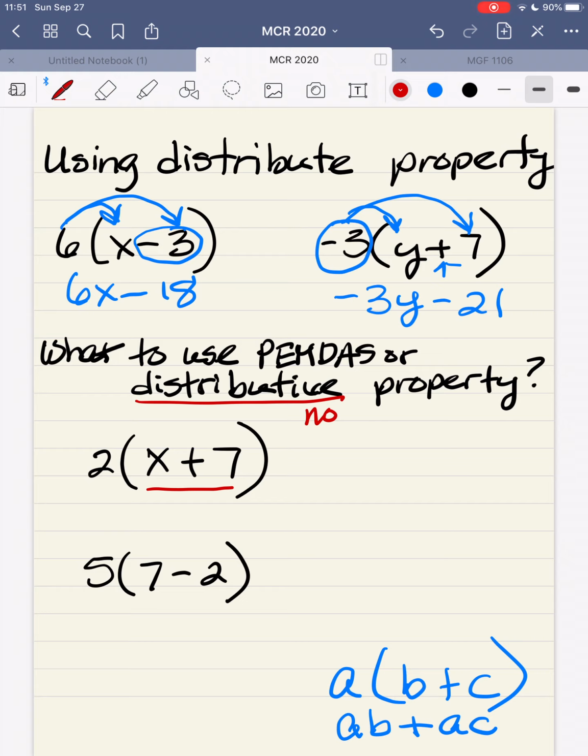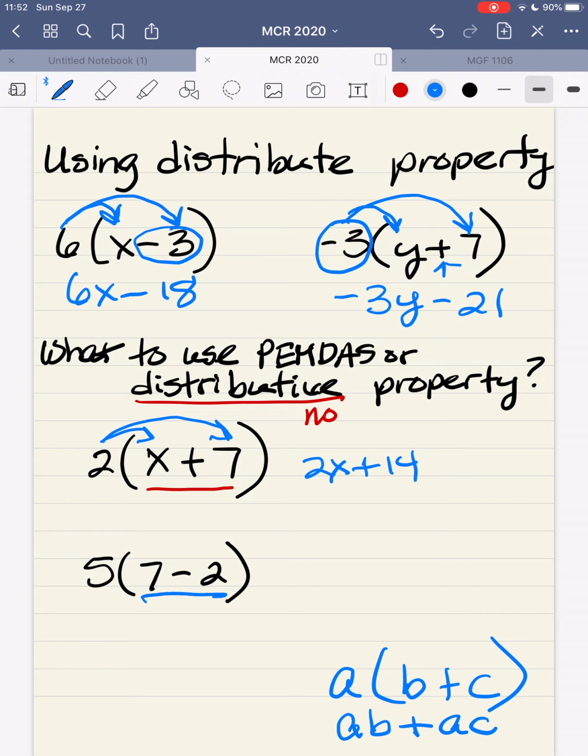So my first example here, x plus 7, those two things cannot be combined. They're not like terms. So I'm going to go ahead and use my distributive property. And 2 times x is 2x. And 2 times 7 is 14. There's a plus there, so plus 14.